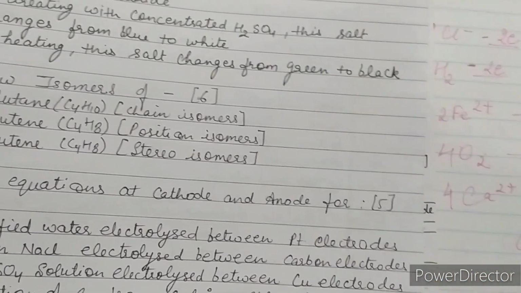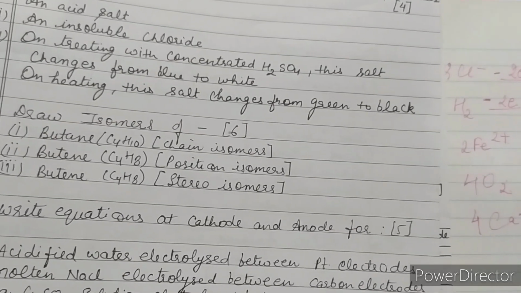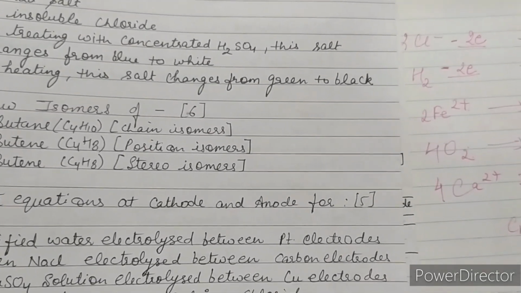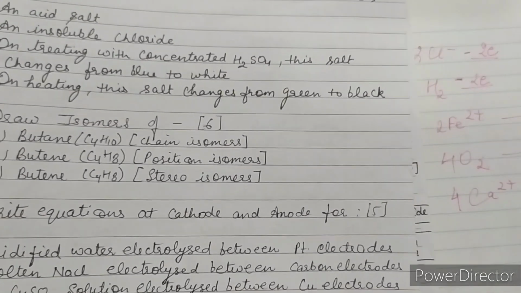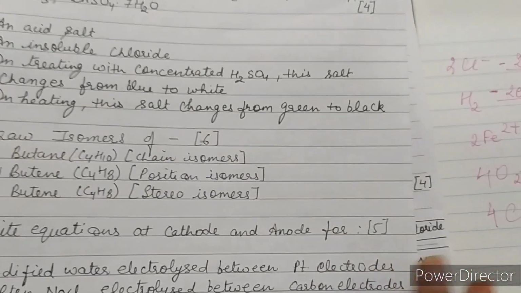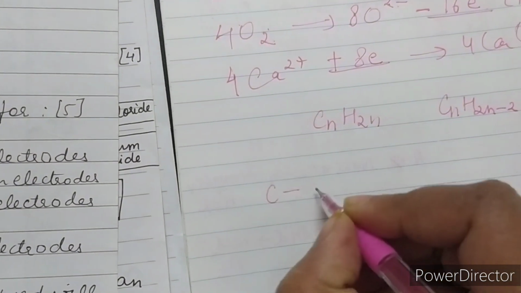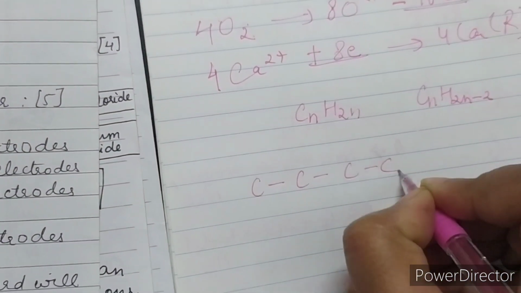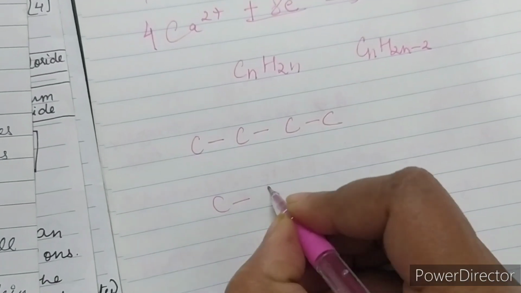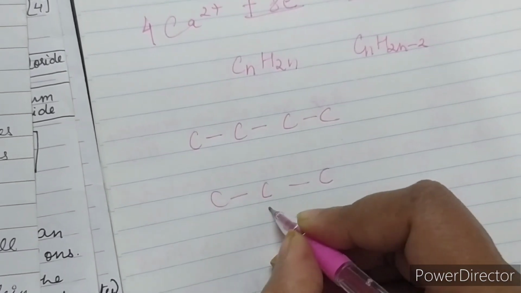Now the next question is: draw the isomers of butane, chain isomers; butene, position isomers; and butene again, stereoisomers. In 2023, stereoisomerism is not in your course. Okay, so chain isomers, let's draw butane. You can draw only 2 chain isomers of butane. One arrangement is this, and another arrangement, whose IUPAC name is not repeated, is this.